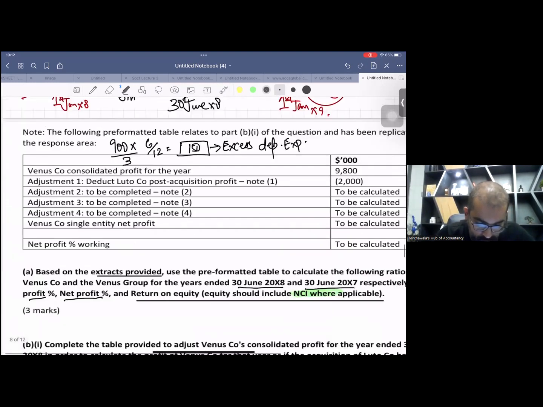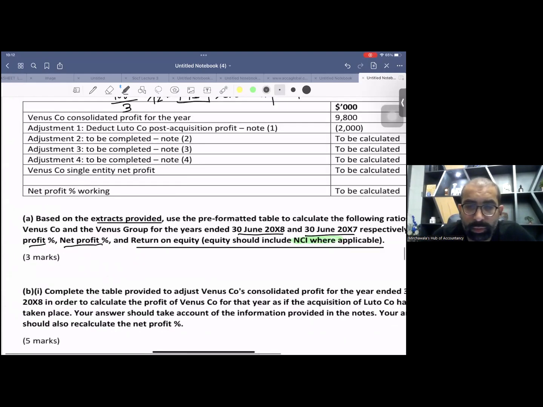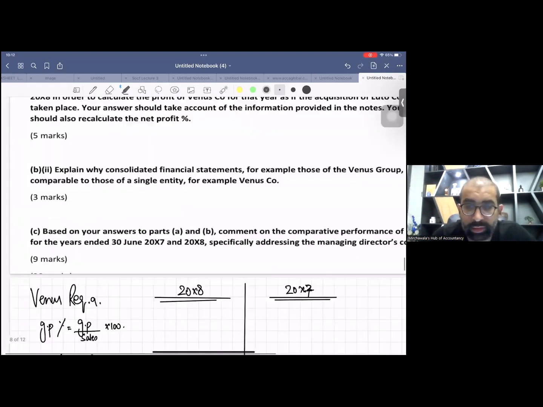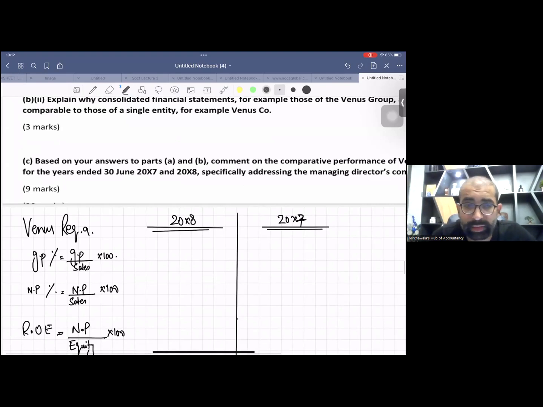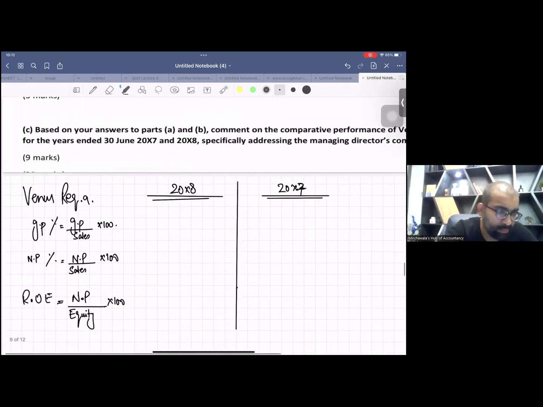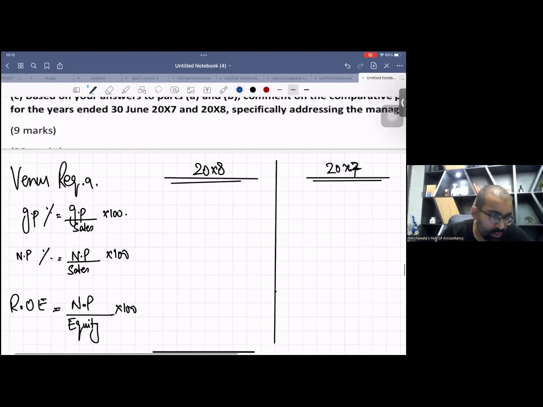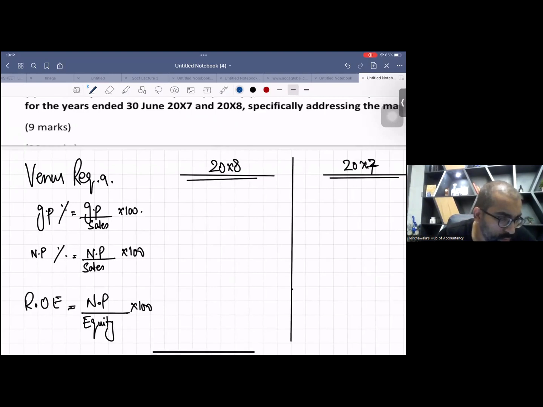Now, I'm sure you have the question. I've already sent it to you on WhatsApp as well. So let me write the numbers now. For 2008, the gross profit was 12,500. Sales was 39,000 times 100. This makes around 32.1%.